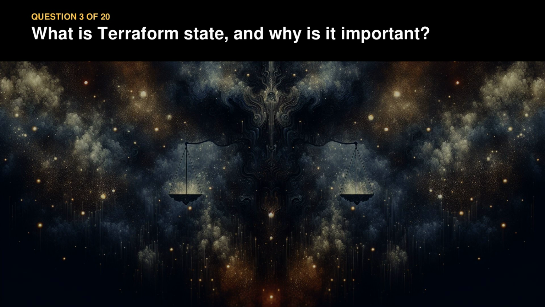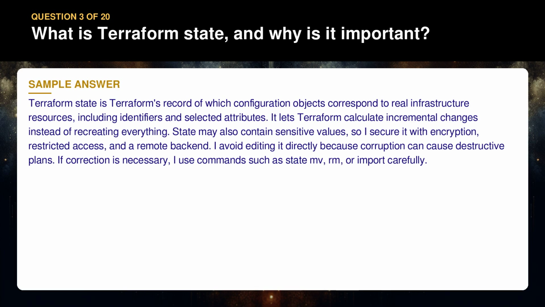Question 3. What is Terraform state, and why is it important? Terraform state is Terraform's record of which configuration objects correspond to real infrastructure resources, including identifiers and selected attributes. It lets Terraform calculate incremental changes instead of recreating everything. State may also contain sensitive values, so I secure it with encryption, restricted access, and a remote backend. I avoid editing it directly because corruption can cause destructive plans.